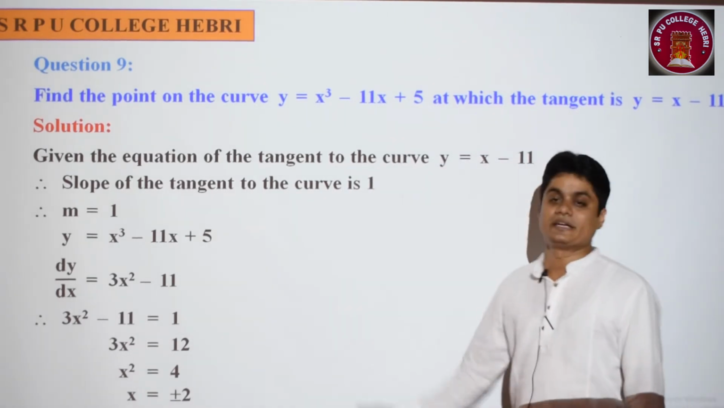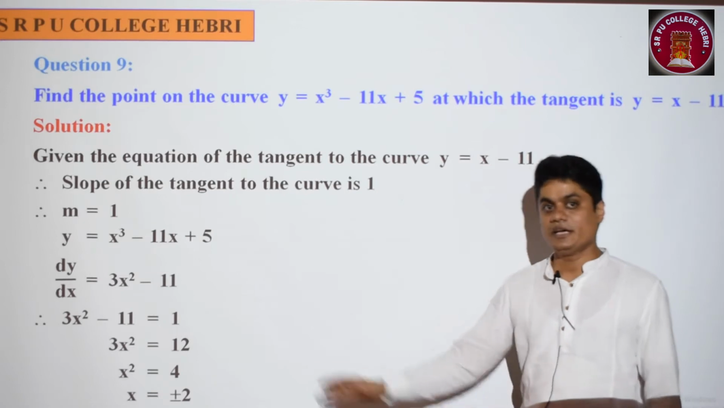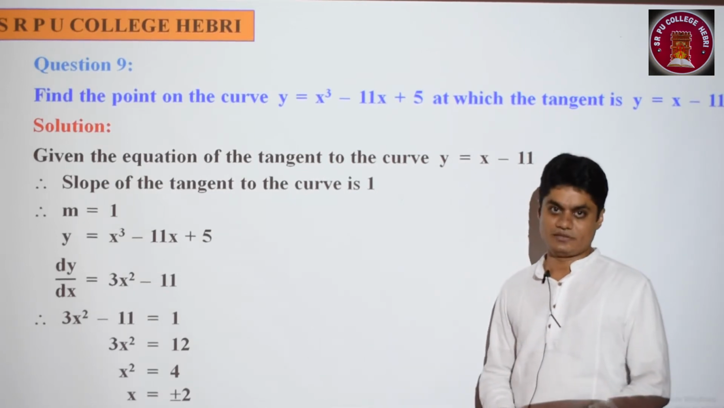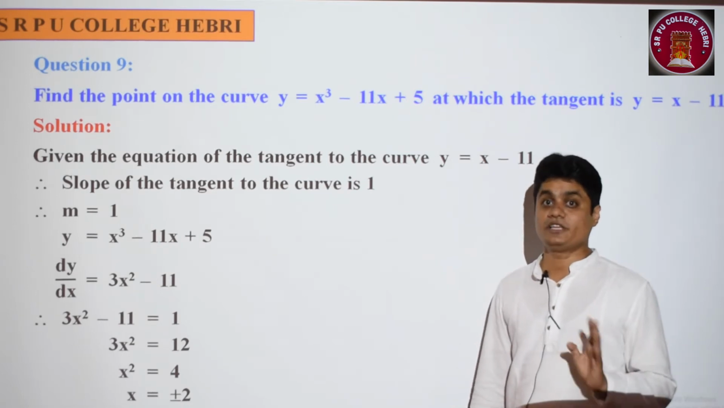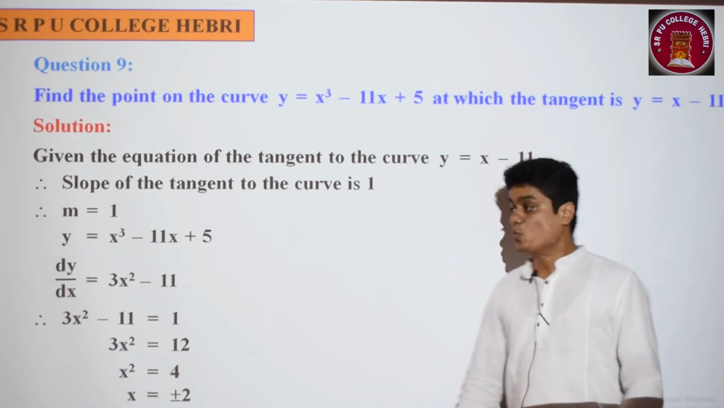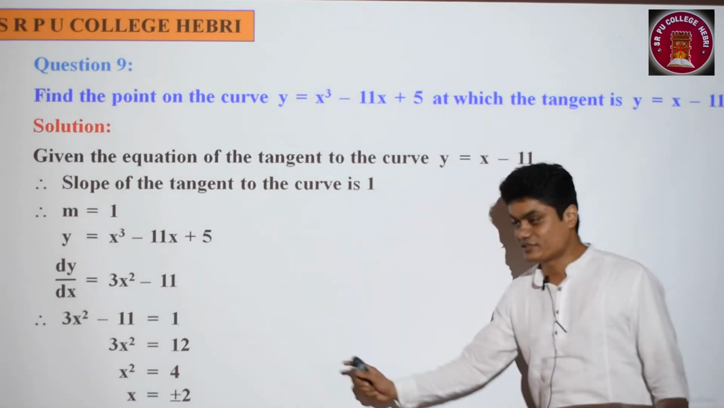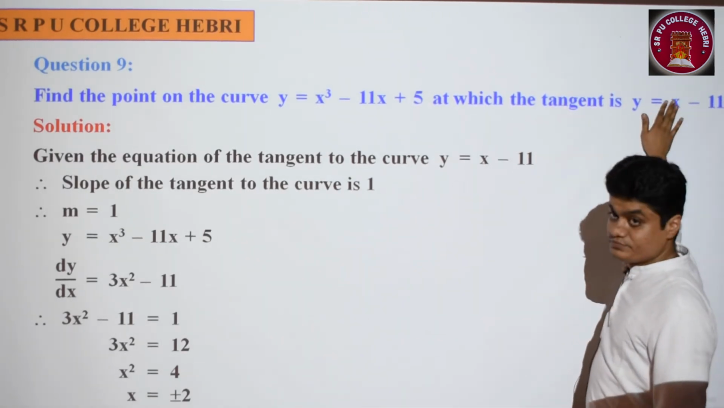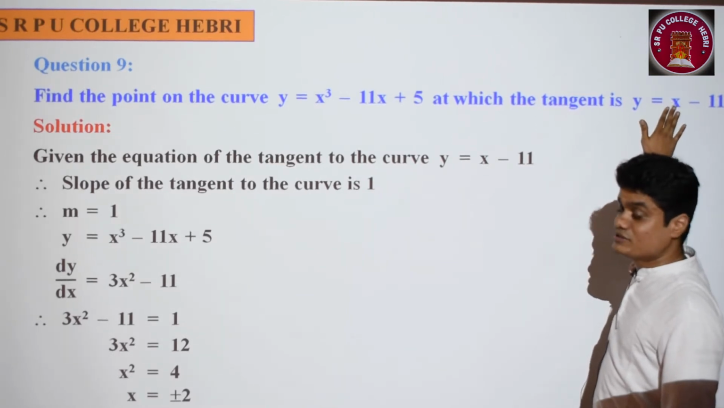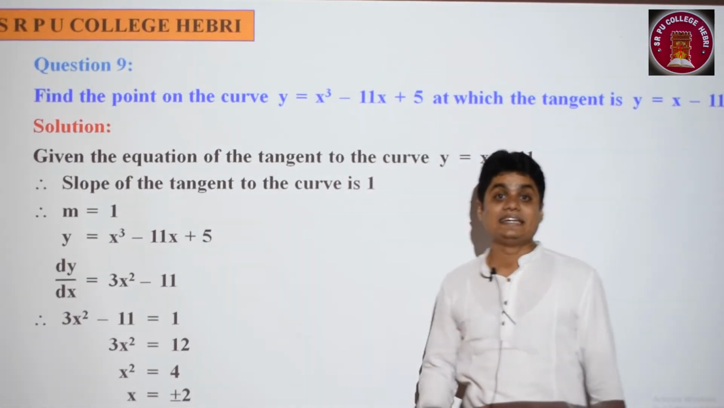So there are two cases and you have to find out the values of y in both cases. Did you understand? You got the x coordinates of both points. So now you have to obtain the y coordinate of the point. What is the answer? x equal to plus or minus 2. To get y, don't substitute here. This is always wrong. Remember that. Always substitute in the equation of the curve.